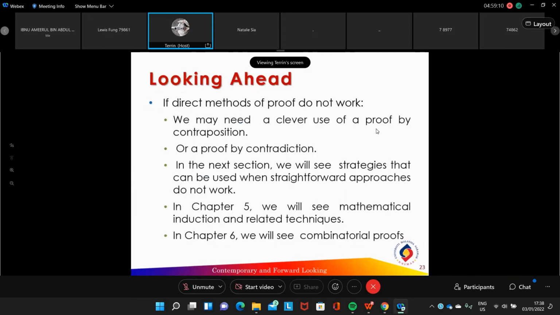So looking ahead, towards the end of this part, if direct methods of proof do not work, we need to use clever ways. Like we saw earlier for the biconditional, we already know directly if we can prove P implies Q, but we're trying to show Q implies P. How? So we use contraposition. Then we can get back an alternate version, which is negation of P implies negation of Q, for the other part of Q implies P.